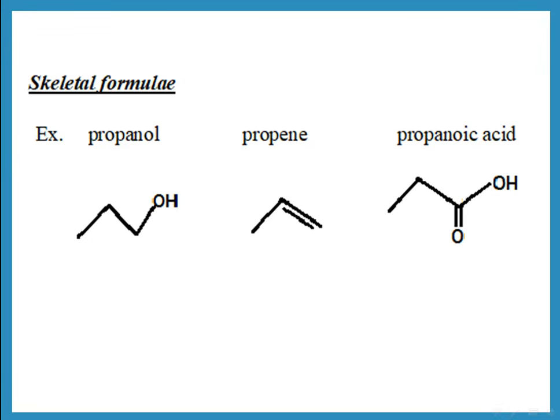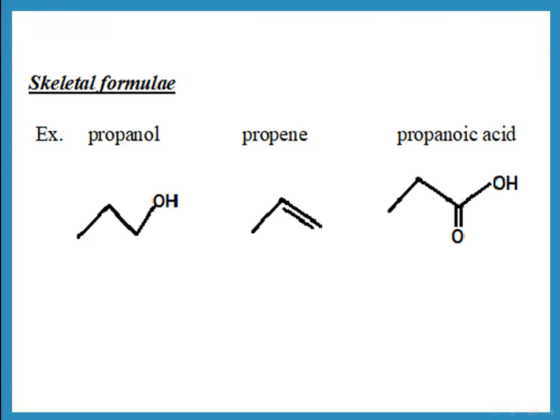Skeletal formula is just drawing lines. You do not draw any carbons or hydrogens. Now, when we draw any of these lines, at the end of each line, it is understood that you have a carbon, and then each carbon will have the required number of hydrogens so that it has a total of 4 bonds. Remember that carbons have 4 bonds.